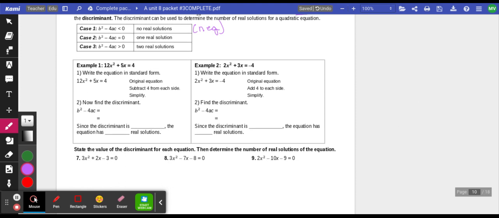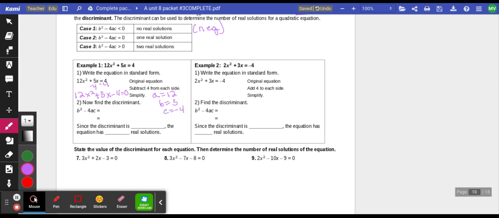So the first thing I need to do is write it in standard form. So in this case, for number 1, I need to subtract 4 from both sides. So that gives me 12x squared plus 5x minus 4 equals 0. I still need to identify my a, b, and c. So a equals 12, b equals 5, and c equals negative 4.